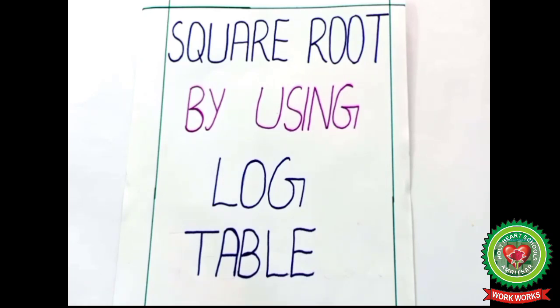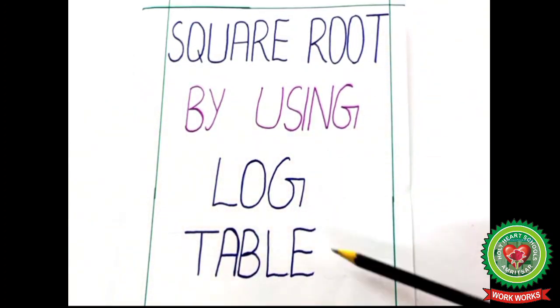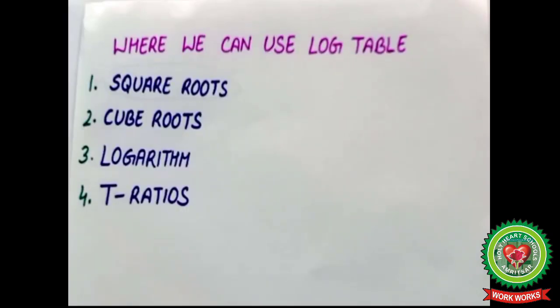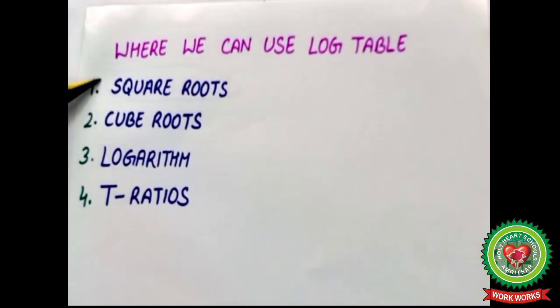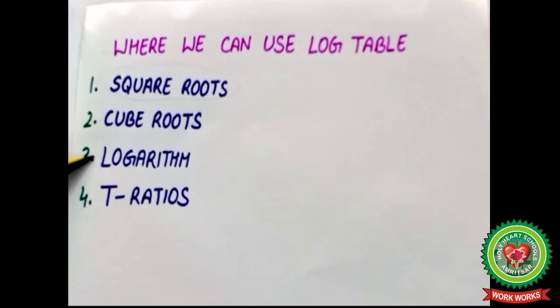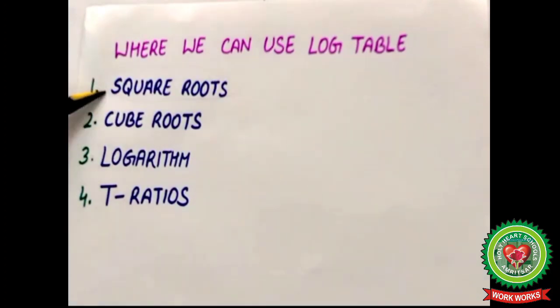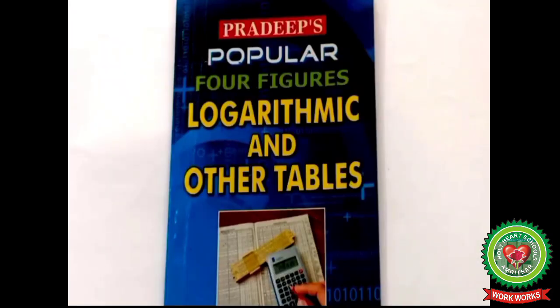Today we are going to discuss how to find square root by using log table. We can use log table to find square roots, cube roots, logarithmic values and different t ratio values. So today we are going to find square root by using the log table book. This is a log table book, and with the help of this book today we are going to find square roots of different numbers.